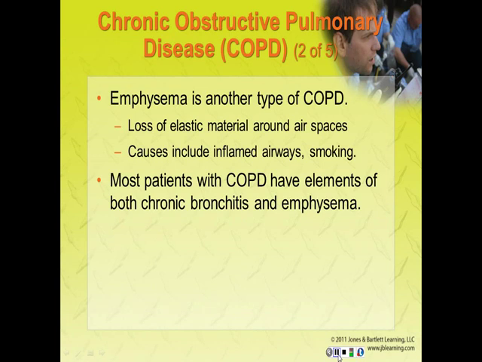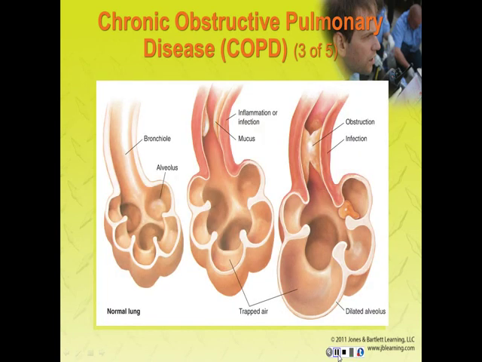Emphysema is another type of COPD. It is the loss of elastic material around the air spaces as a result of chronic stretching of the alveoli. Smoking can directly destroy the elasticity of the lung tissue, and most patients who have COPD have elements of both chronic bronchitis and emphysema. You can see here the normal lung on the left, examples of inflammation or infection and mucus in the airways, and obstruction and infection, and where air gets trapped and the alveoli become dilated.